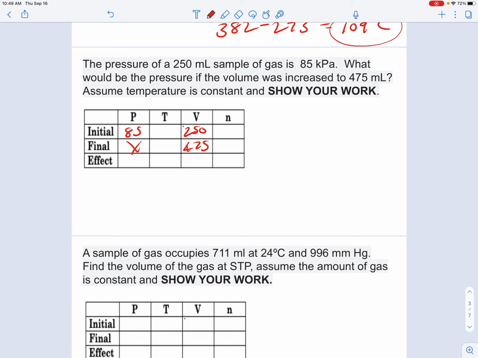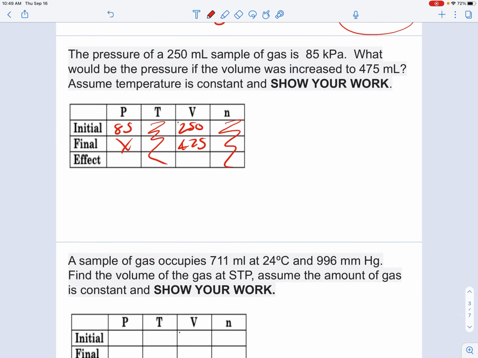Assume temperature is constant. They don't talk about the amount of gas either, so we can also assume that is constant. So now let's look at the effect. Volume, you can see, is increasing. It's going up. We know pressure and volume are inversely related. If volume goes up, pressure goes down.